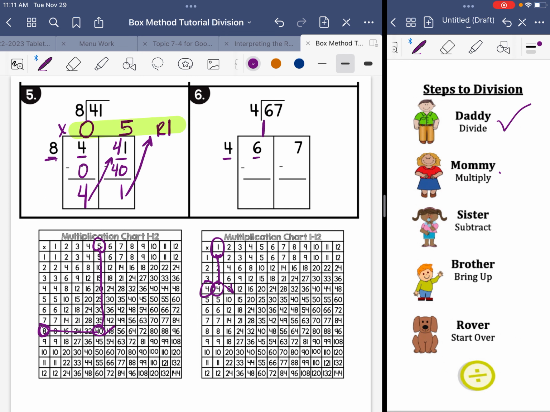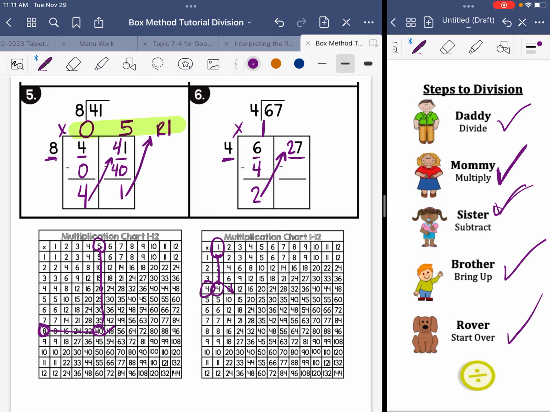The number we just put on top, we need to multiply it with our divisor. 1 times 4 is 4. 6 minus 4 is 2. We just did sister subtract. Now it's time to do brother bring up. Bring up that 2 and put it in front of the 7. Now we have 27. How many groups of 4 can we make with 27?